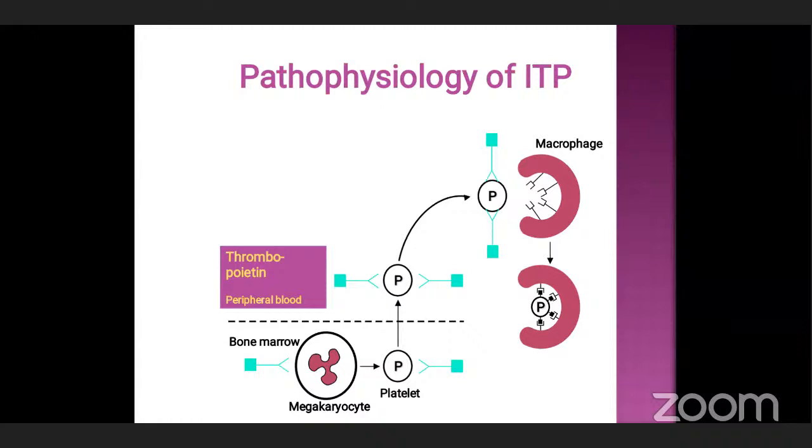So here you can see, in the lower part, the bone marrow where the megakaryocytes get converted to platelets, and these platelets are released in the circulation and get bound by autoantibodies. These antibody-coated platelets are recognized by the macrophages in the spleen and get destroyed by these splenic macrophages, resulting in thrombocytopenia.